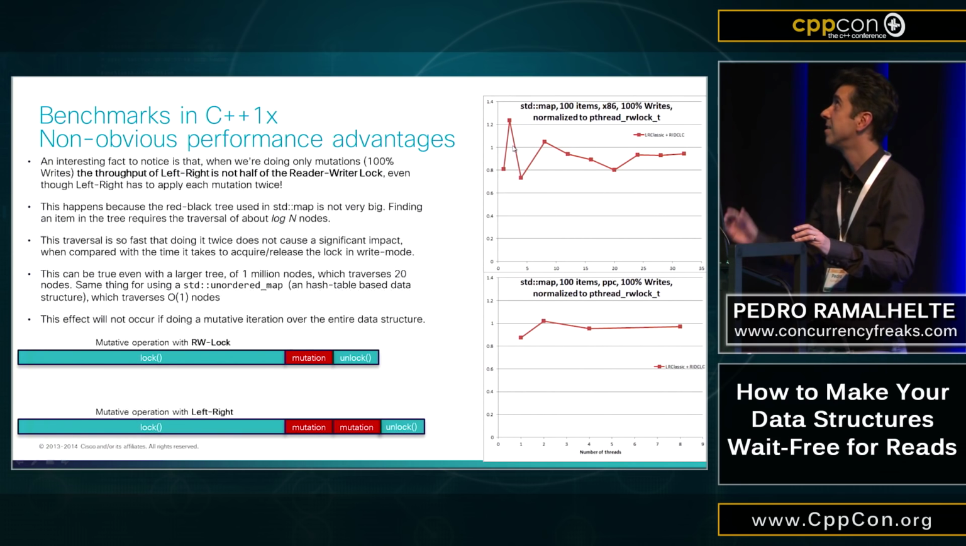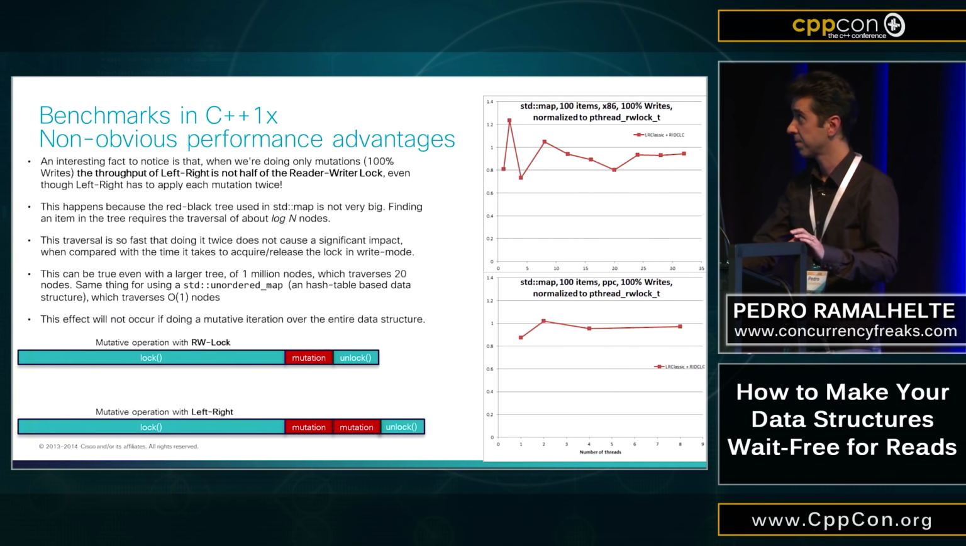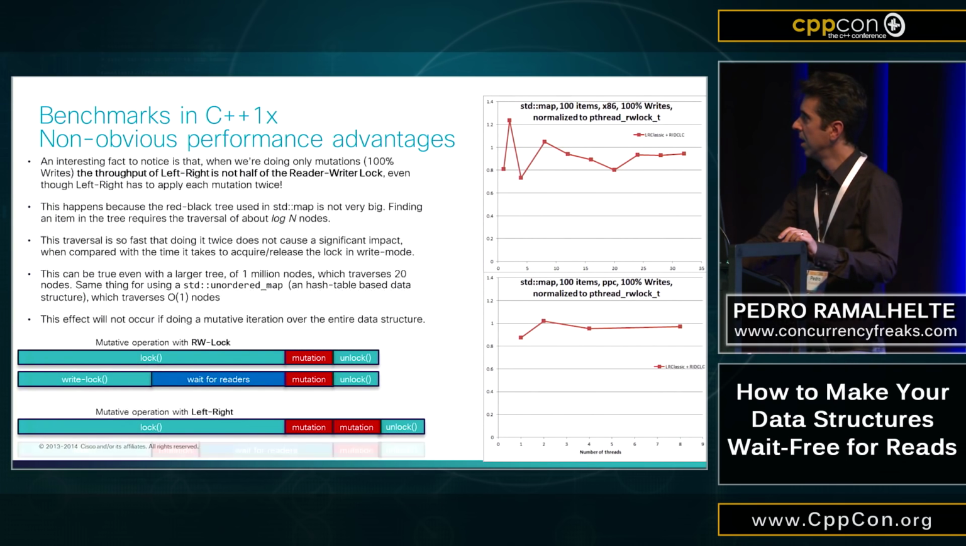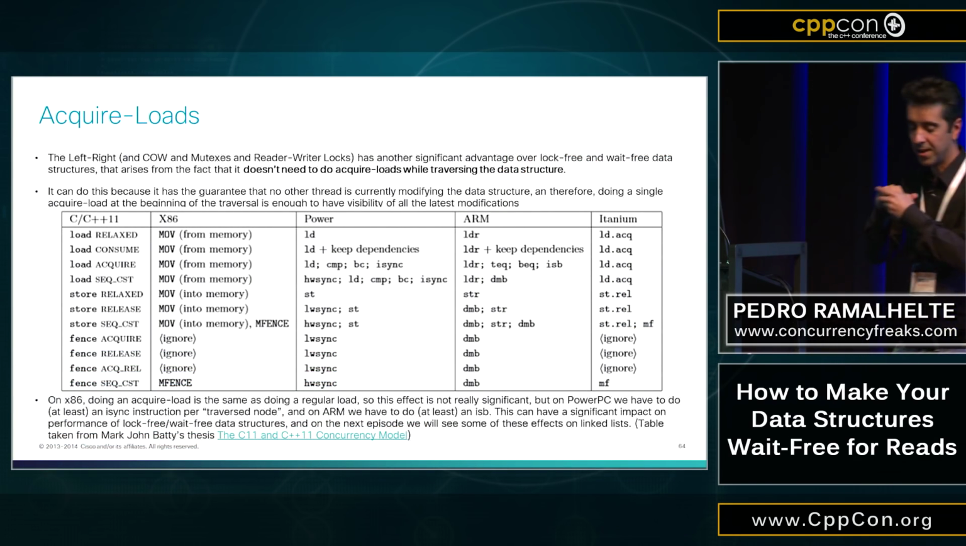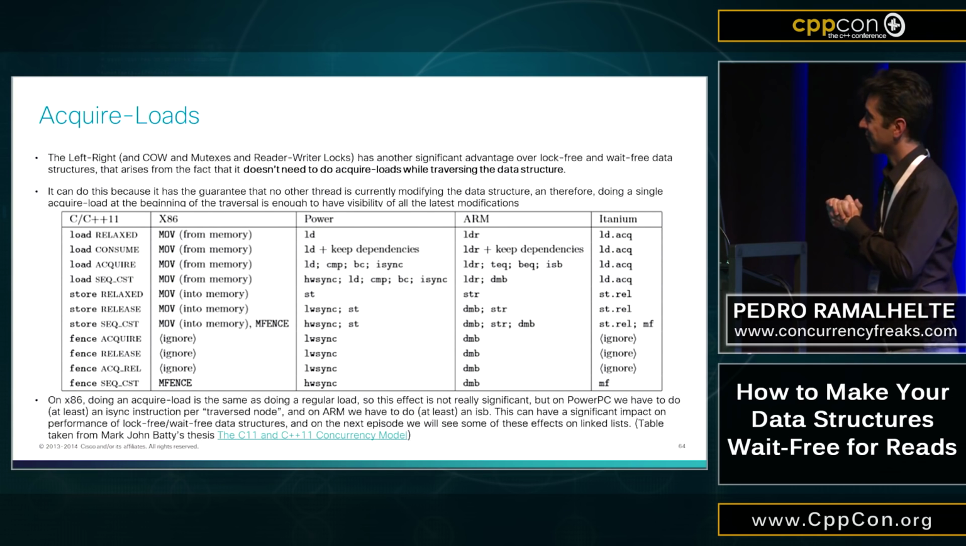Sometimes it's even better. Well, there are fluctuations, but it's also because we're using std mutex, and the pthread reader-writer lock might not be as efficient as that. So, this is a harder one.